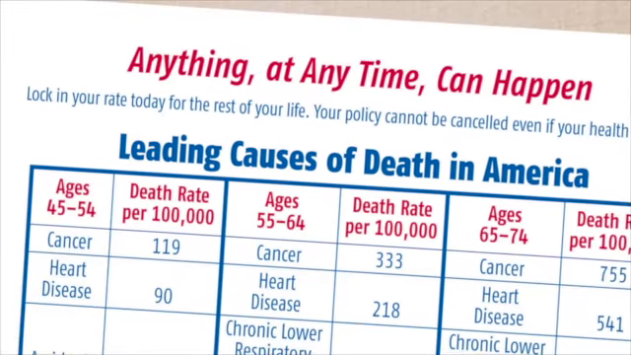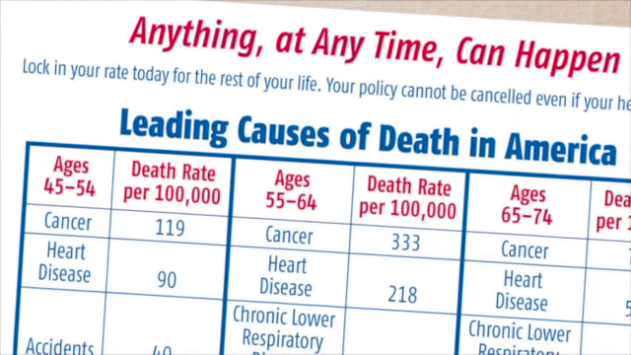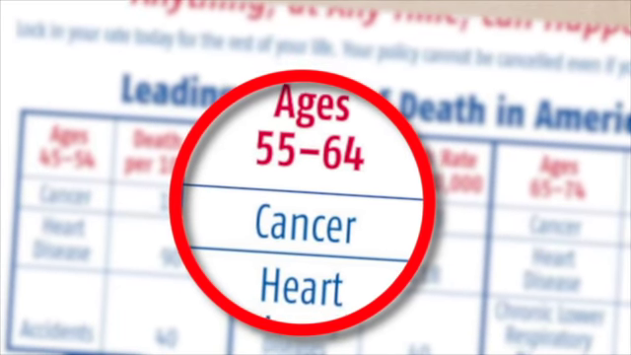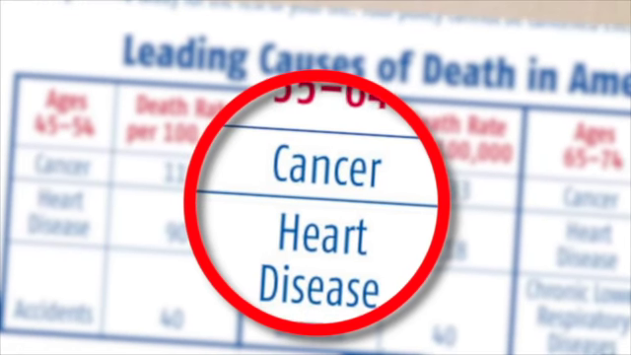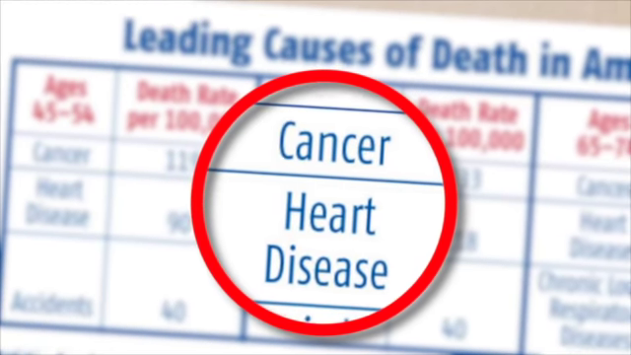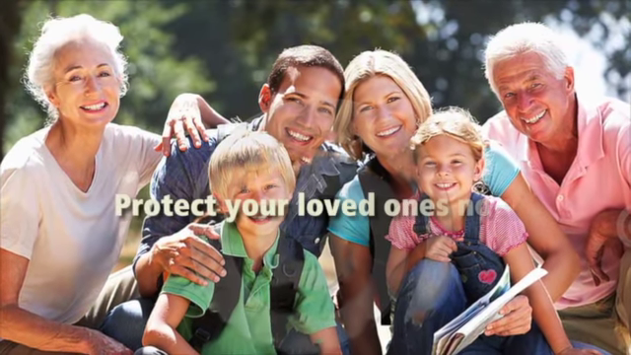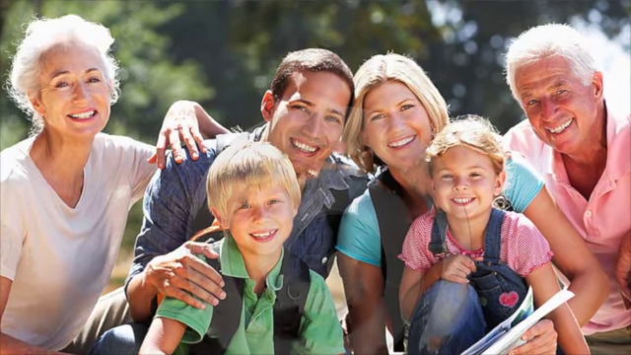According to the Center for Disease Control, America's Health Statistics Authority, it's projected that some 129,000 people aged 55 to 64 will die from cancer this year. In the same age group, heart disease is projected to claim over 84,000 people in the United States. Are your loved ones financially protected in case of unexpected death? Protect them now with up to $10,000 in tax-free cash benefits.